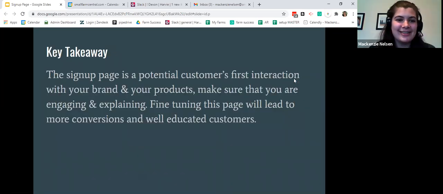So overall key takeaway is the sign up page is a potential customer's first interaction and maybe the only interaction with your brand and with your products. Make sure you're both engaging, telling the story of your farm and your products and explaining everything about your program while also being brief. I might add, you don't want to go too overboard with things. Fine tuning this page can lead to more conversions, more sales, and well-educated customers.